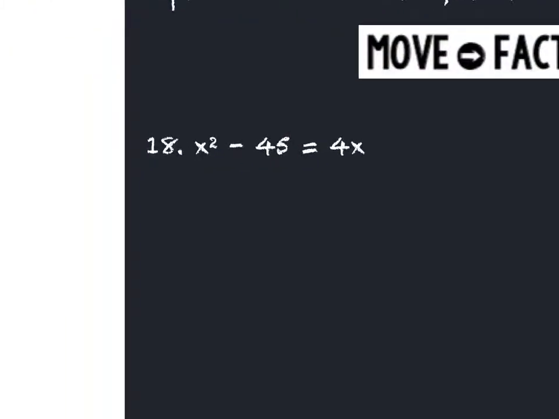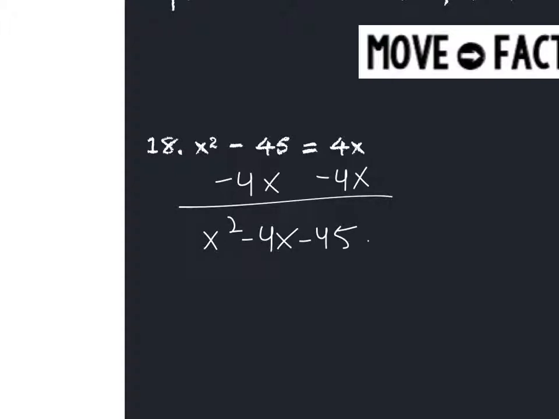And let's do one more. So again, we're going to want to move before we could factor. So subtract 4x on both sides. And that would give you x squared minus 4x minus 45 equals 0, because we don't have an x over here, so we can't subtract it by anything. So we just bring it down here.